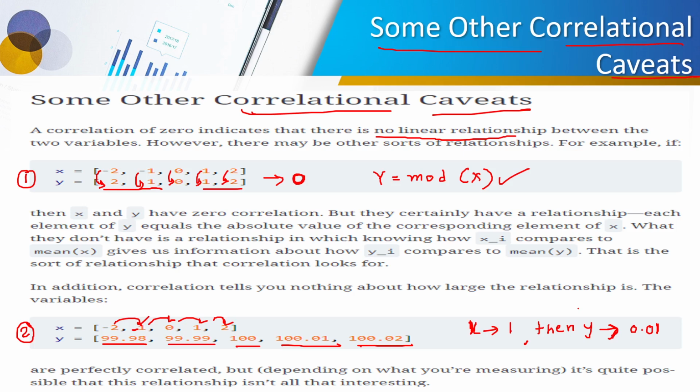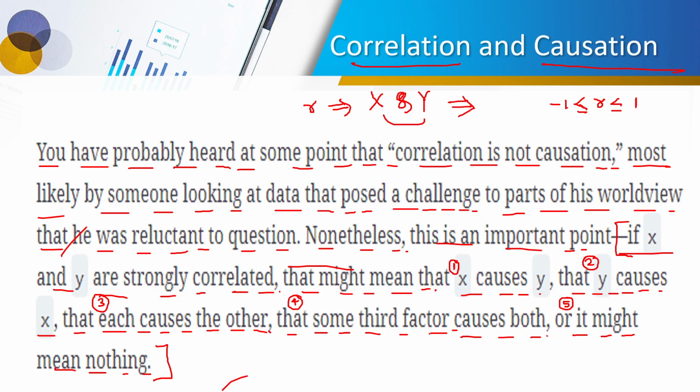Then we covered some other correlation caveats. In that we are considering 2 cases. One is a mod case, and the second one is where a change in the value is huge for x but very small for y. This is not represented in our correlation, but it is again one type of relationship. So in the first example, y is equal to mod of x, and in the second case, if x changes by a huge amount, y changes by a very small amount. So in this way we are representing it.